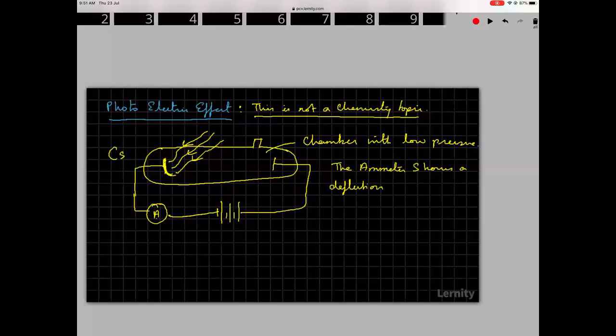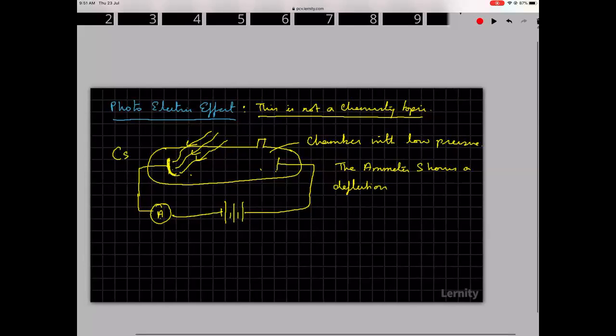Ideally, nothing should be happening. Why should nothing happen? Because you see there's a gap here, so this is not a complete circuit. Only when there is a complete circuit, current will flow. So ideally, nothing should happen. If I stop these EM rays, nothing happens.